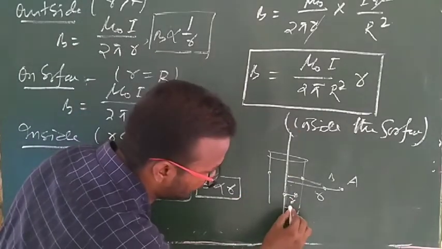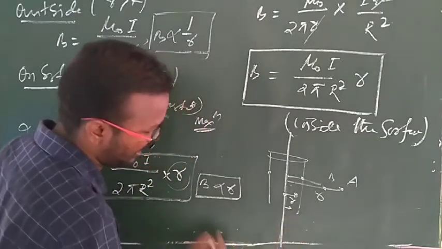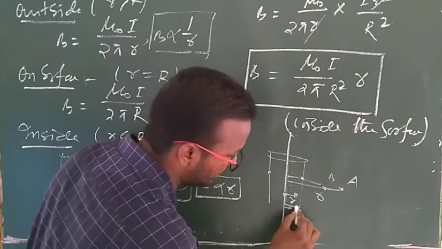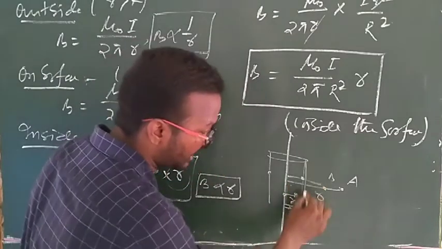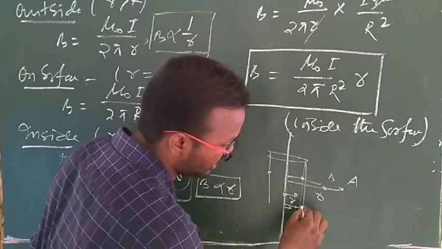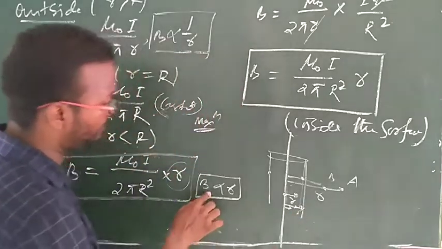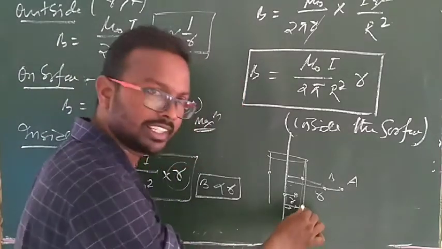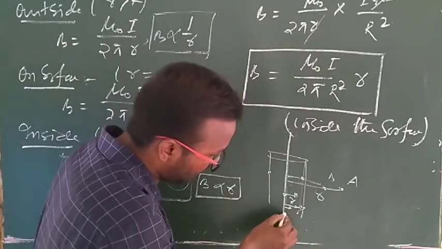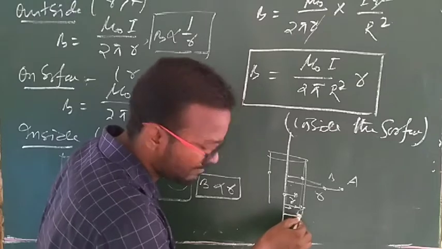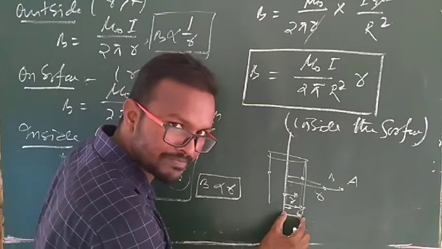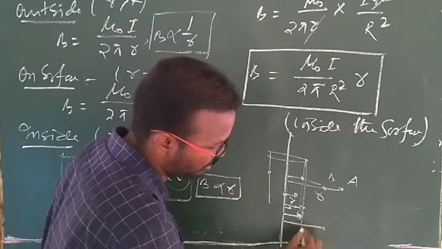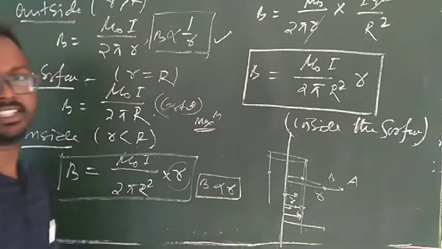If we increase this length, then the magnetic field also increases, because B is directly proportional to r. If we increase the length and reach the point on the surface, then the magnetic field is equal to mu naught I by 2 pi R, and which is maximum. That means if we come from the axis to the surface, then the magnetic field increases. But after the surface, that means outside the surface, the magnetic field decreases.